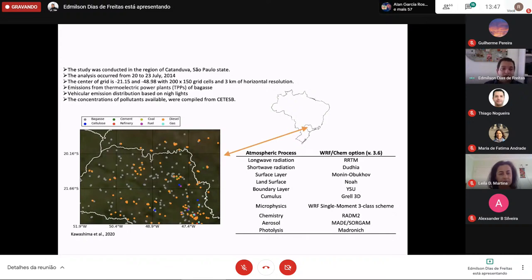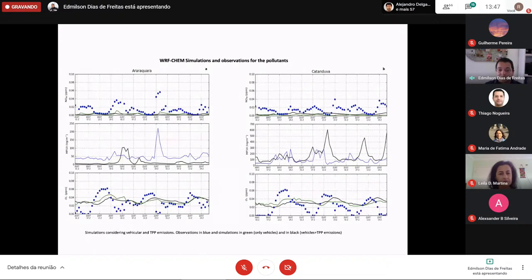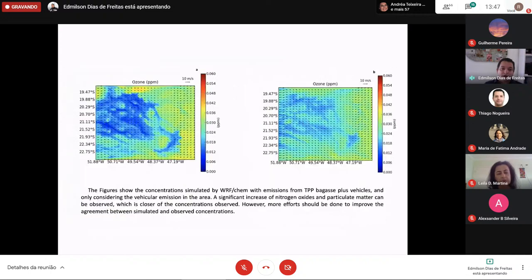However, her results show some interesting things. Here we can see that the comparisons with observations are something that can be improved yet, but it's just a preliminary result. But one thing that we can see here, in this left figure, is the combination of vehicular emissions and the power plant emissions. And compared to the vehicular emissions only, which is in this right panel here, we can see that the contribution is significant. So it's something that she's working on, and probably she will have more interesting results in the future.